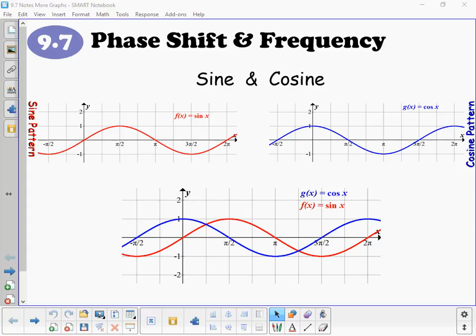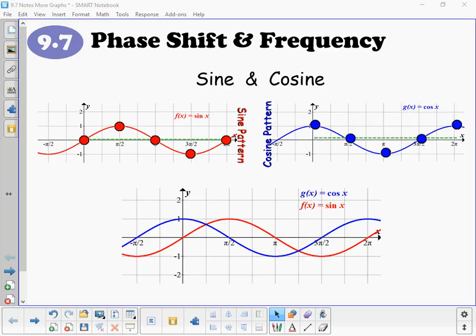All right, we've been working on graphing trig functions, particularly sine and cosine functions. And last time we talked about the sine pattern, which is this, and the cosine pattern, which is this one. And these patterns are patterns for one cycle of the sine and the cosine function, and we can use them to help us get a really nice graph.